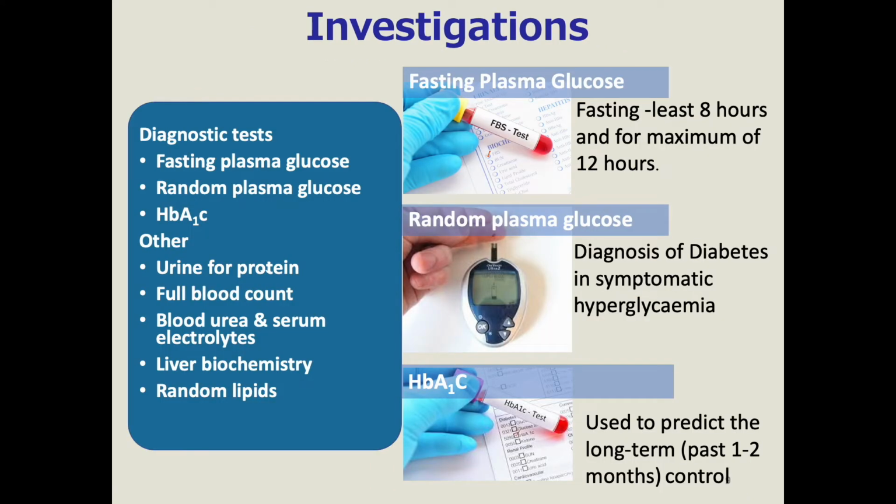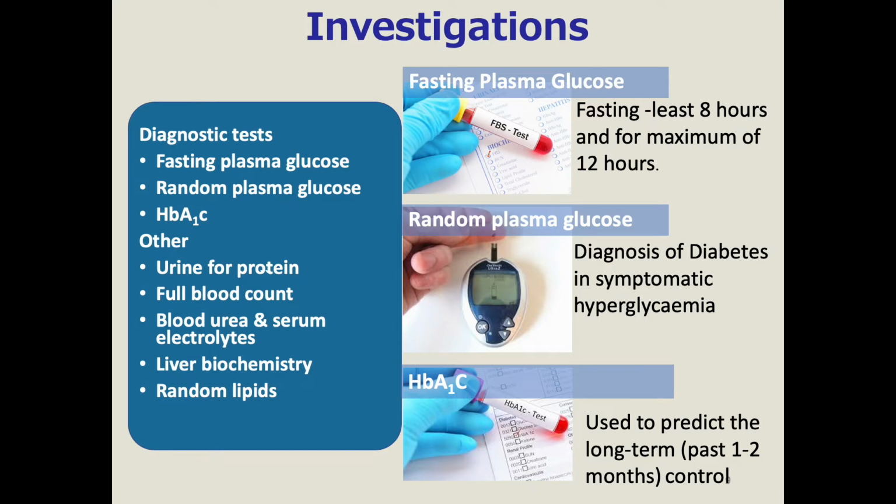These are the investigations that you need to do in diabetic patients. First we look at the diagnostic tests. They are fasting plasma glucose, random plasma glucose, and HbA1c. For fasting blood glucose, you have to keep the patient fasting for 8 to 12 hours. Random plasma glucose is for diagnosis of symptomatic patients with hyperglycemia. And HbA1c is used to predict the long-term control of diabetes over the past 1 to 2 months.